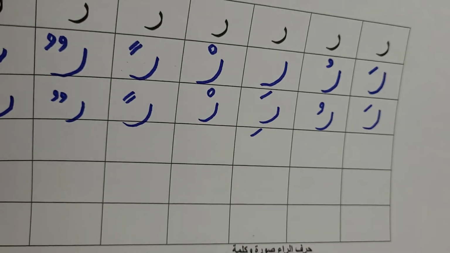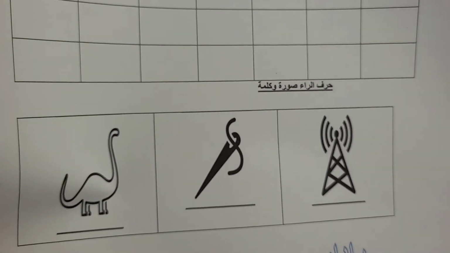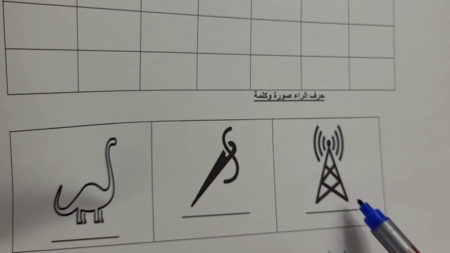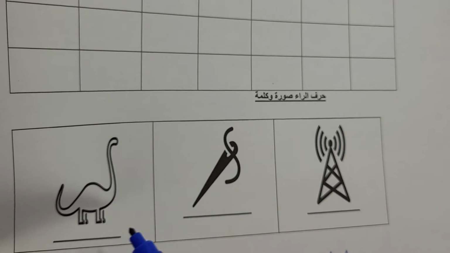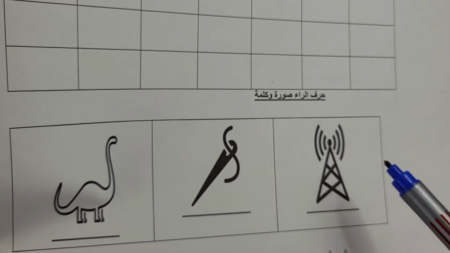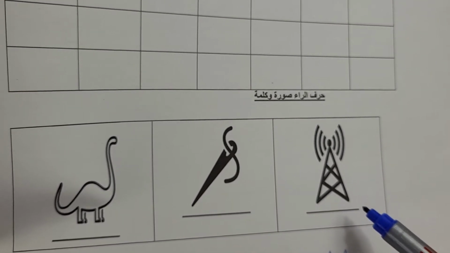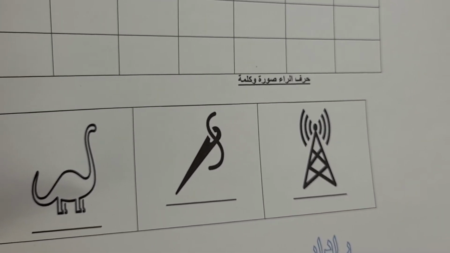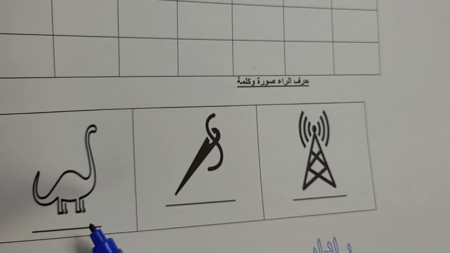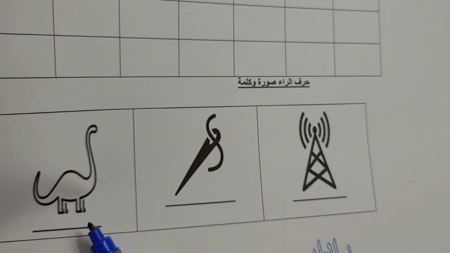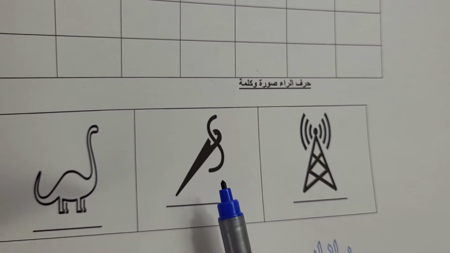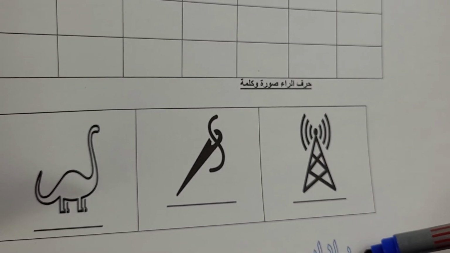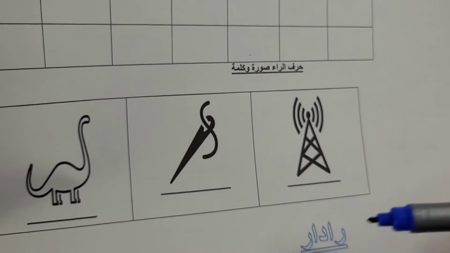Now I made some mistake with the printing this time. So we have here radar, ibra, dinosaur. So we will practice it in writing. Dinosaur, you know dinosaur. Letter ra will come at the end of the word. Ibra, in the middle of the word. And radar, in the beginning and in the end.